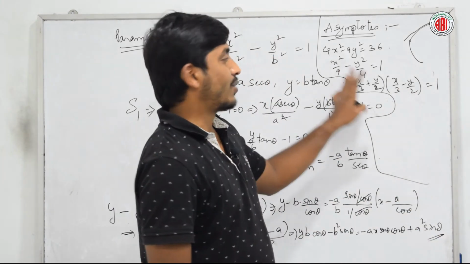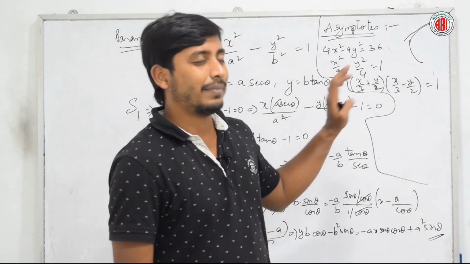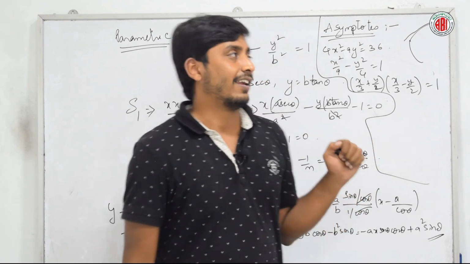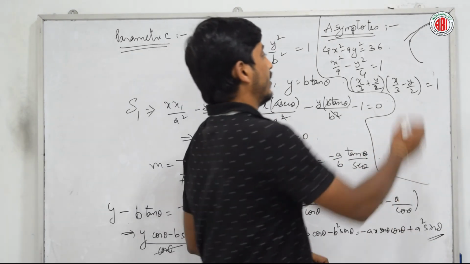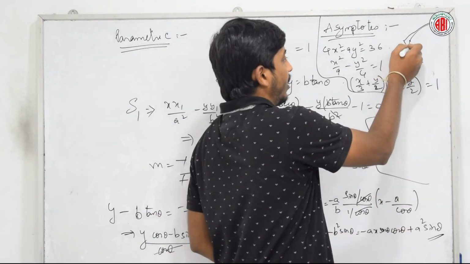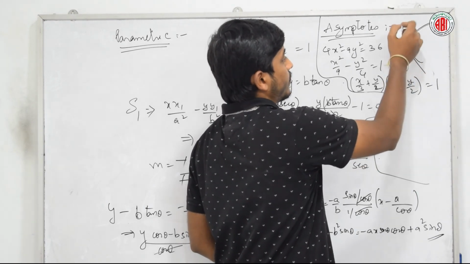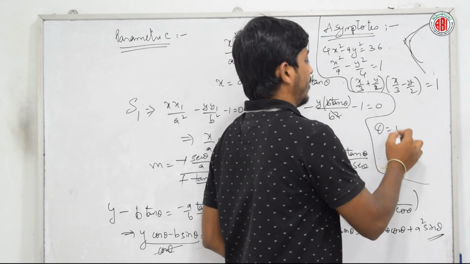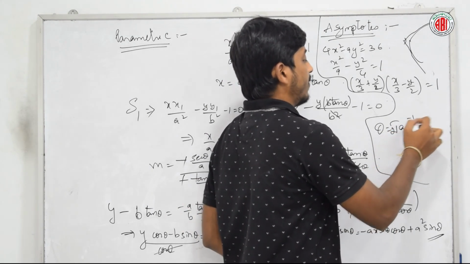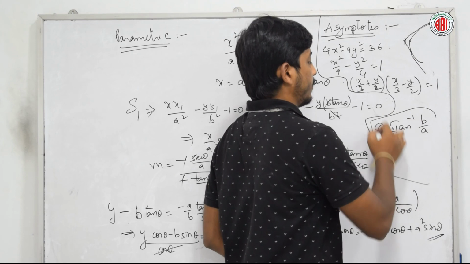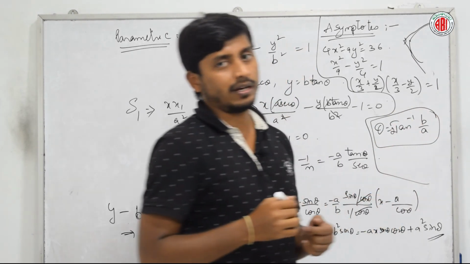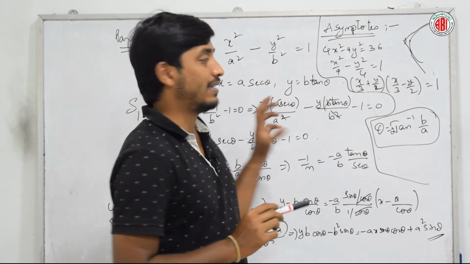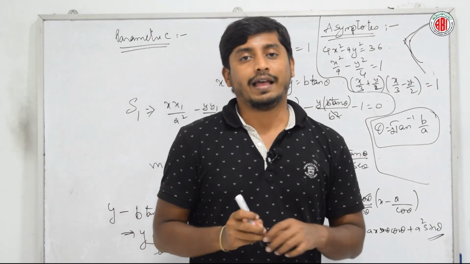This question we solved very simply, but a few questions we can't solve or factorize this way. Fine. And one more thing you have to remember in this is the angle between these asymptotes. The angle between these asymptotes is always given by 2 tan inverse b by a. This is one simple formula you can remember. By these few basic things we can end the chapter hyperbola.